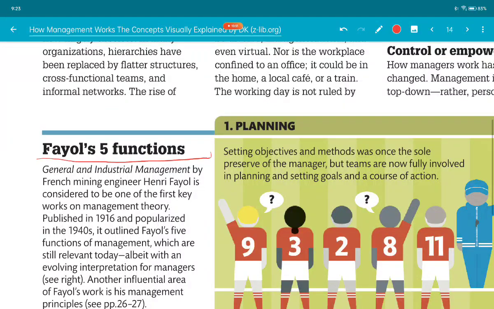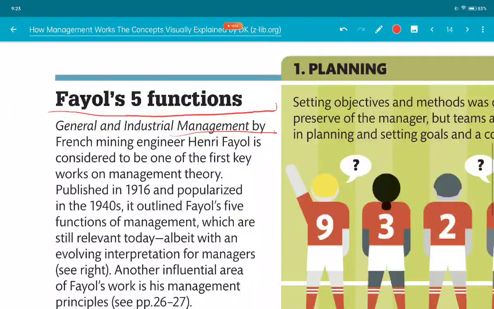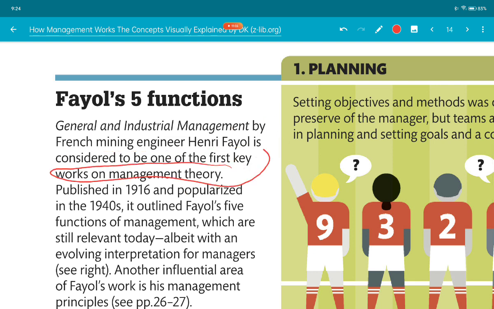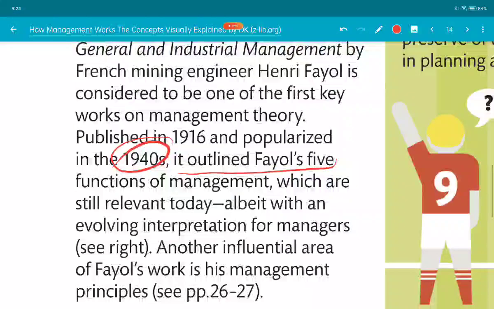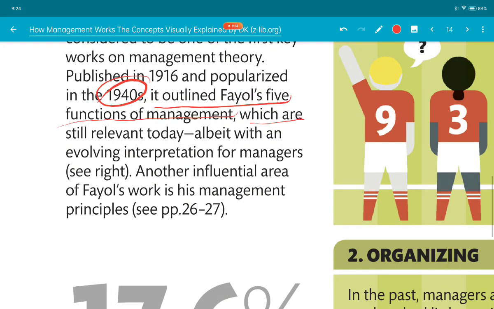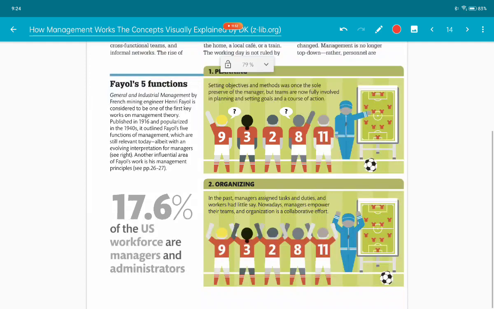Okay, now Fayol's five functions. General and industrial management by the French mining engineer Henry Fayol is considered to be one of the first key works on management theory. Okay, published in 1916 and popularized in 1949, it outlines Fayol's five functions of management, which are still relevant today, albeit with an evolving interpretation for managers. Another influential area of Fayol's work is his management principles. Okay, we'll discuss more on that, no doubt.